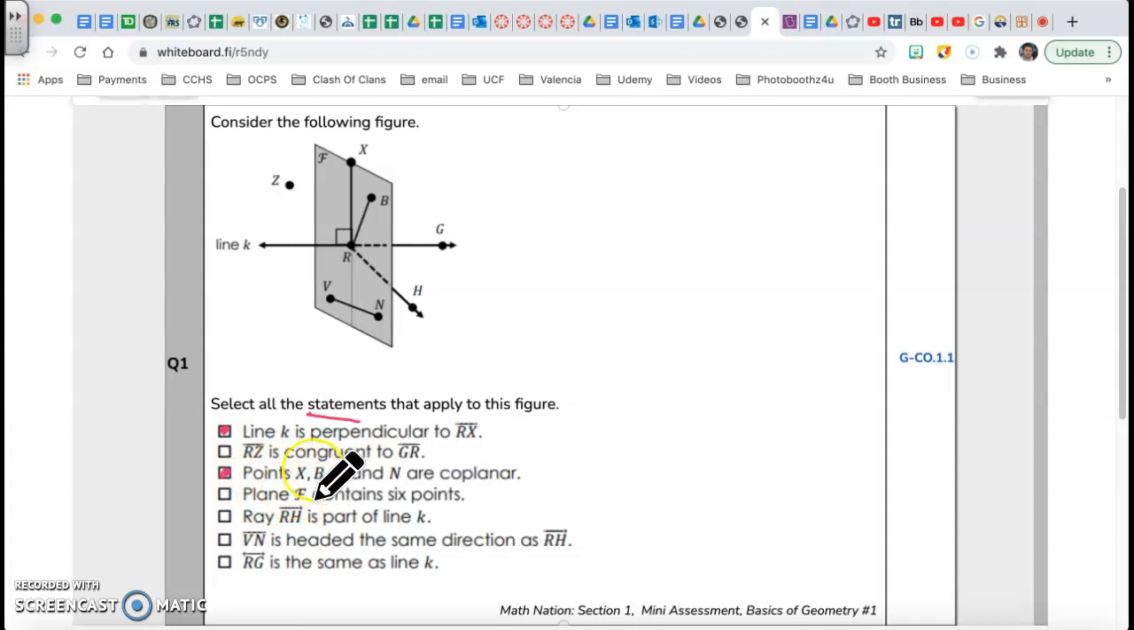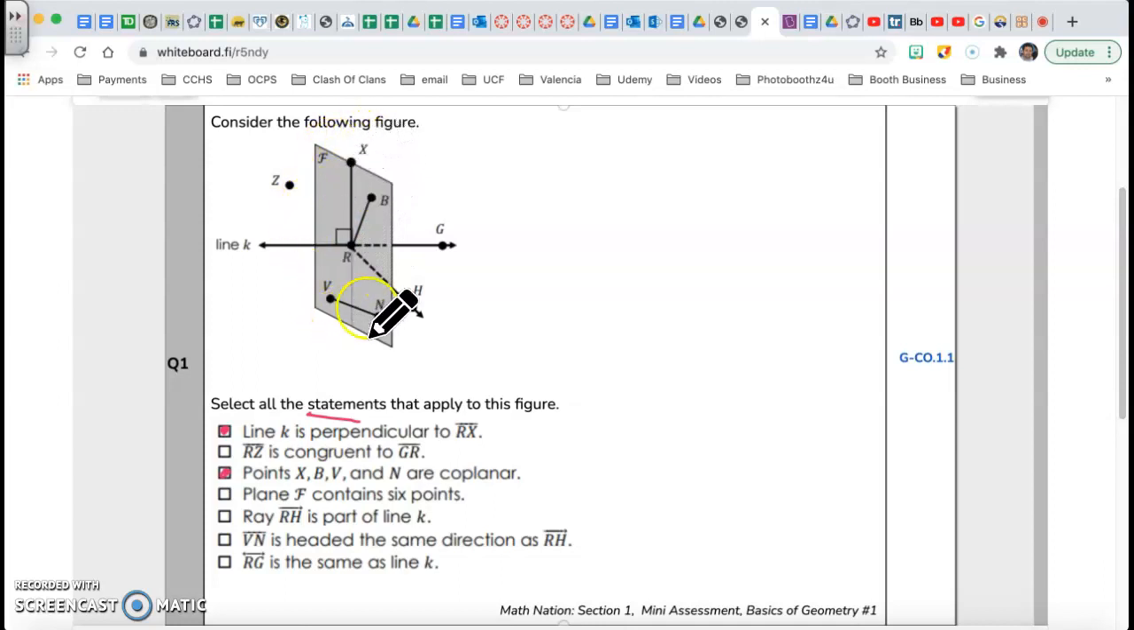We can name a plane using one letter. Normally it's going to be in a corner, which is this right now. So plane F, this gray shaded plane, contains 6 points. Let's find out. V1, N2, R3, B4, X5.